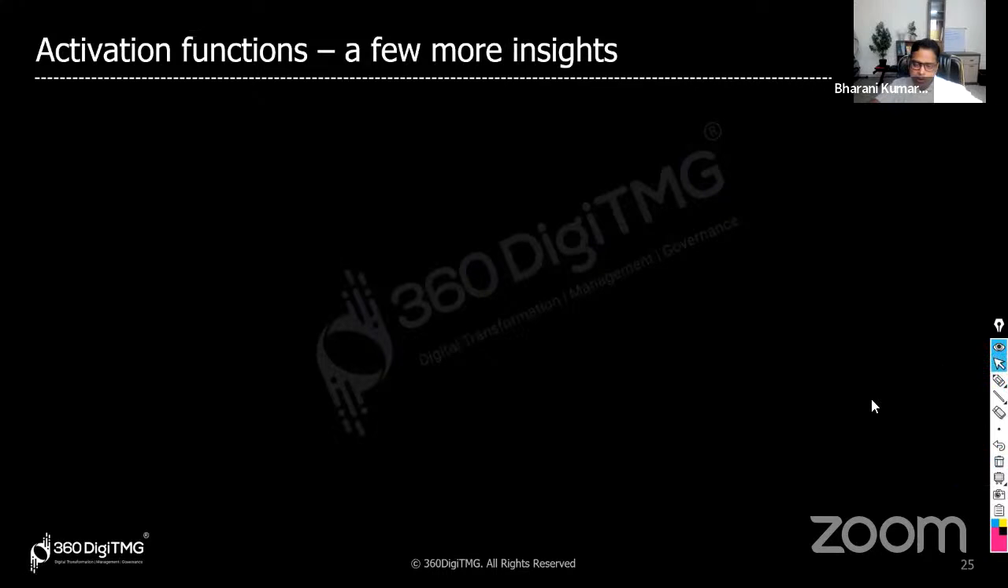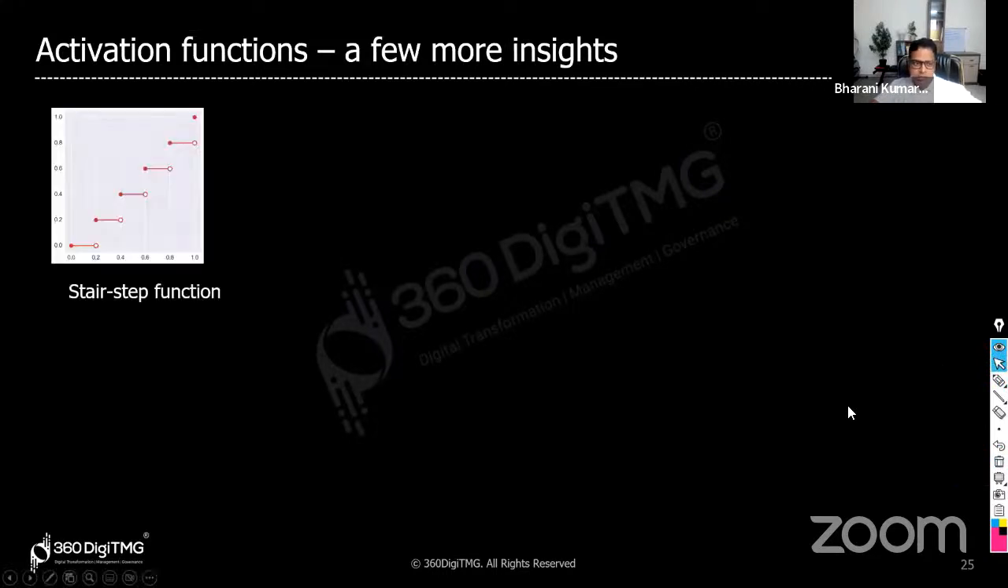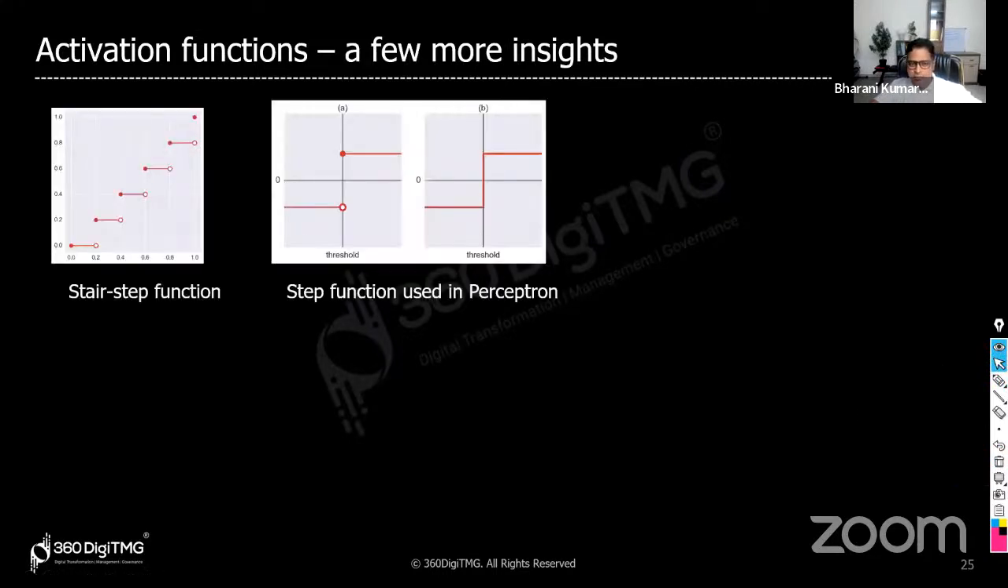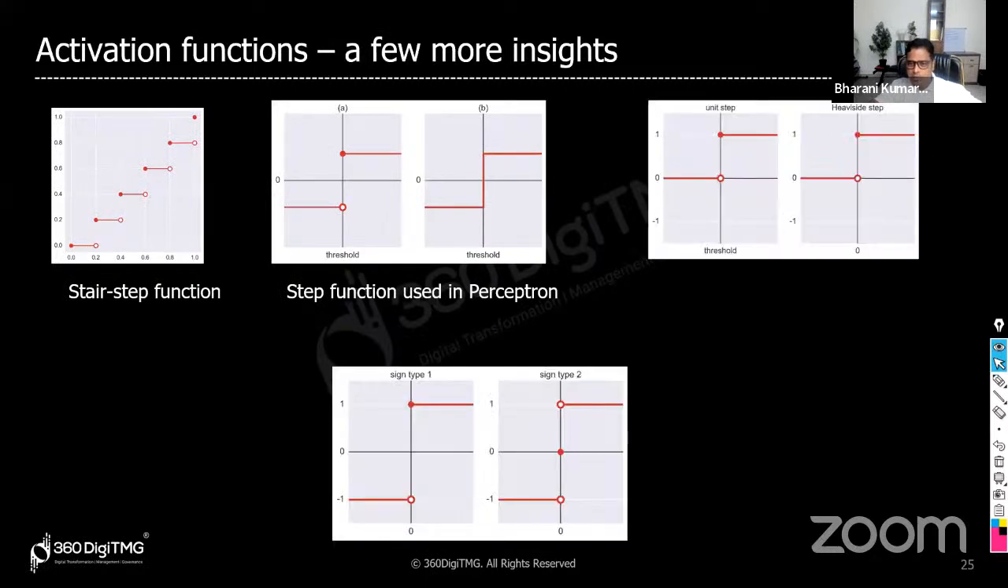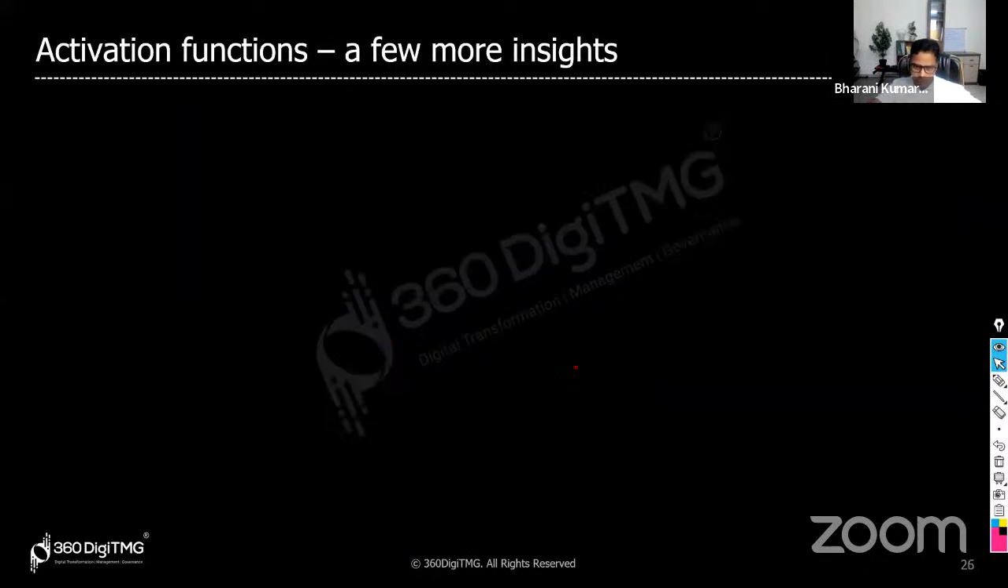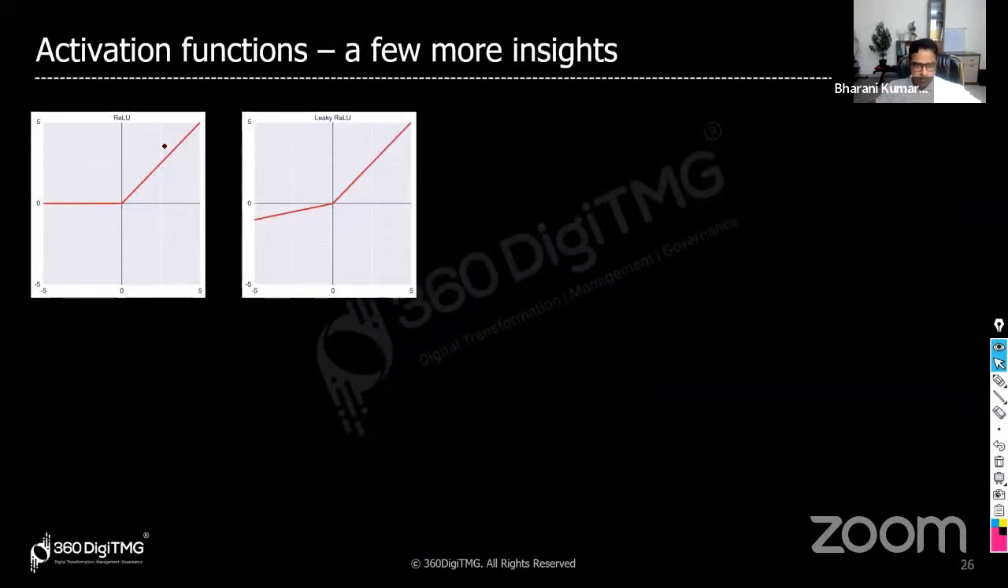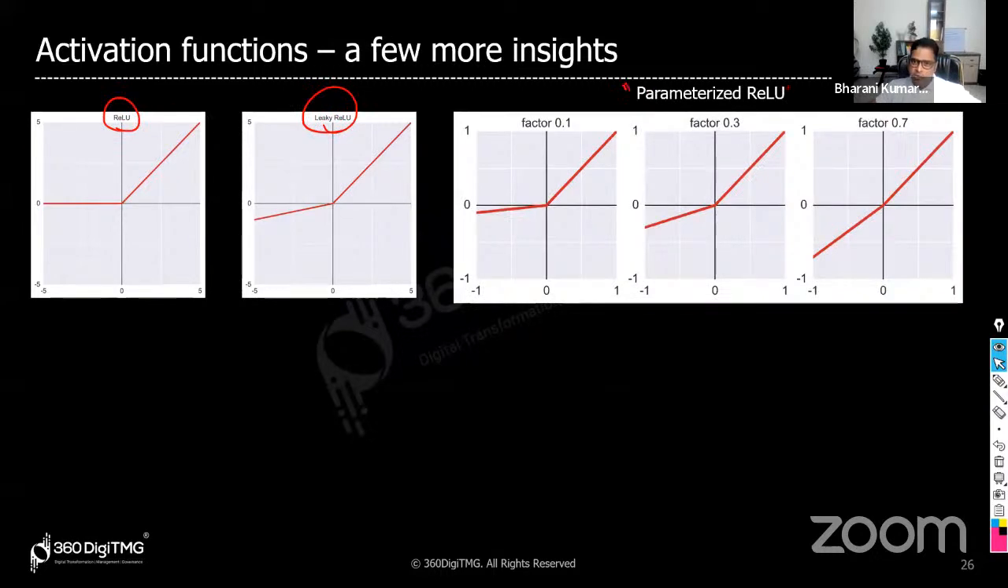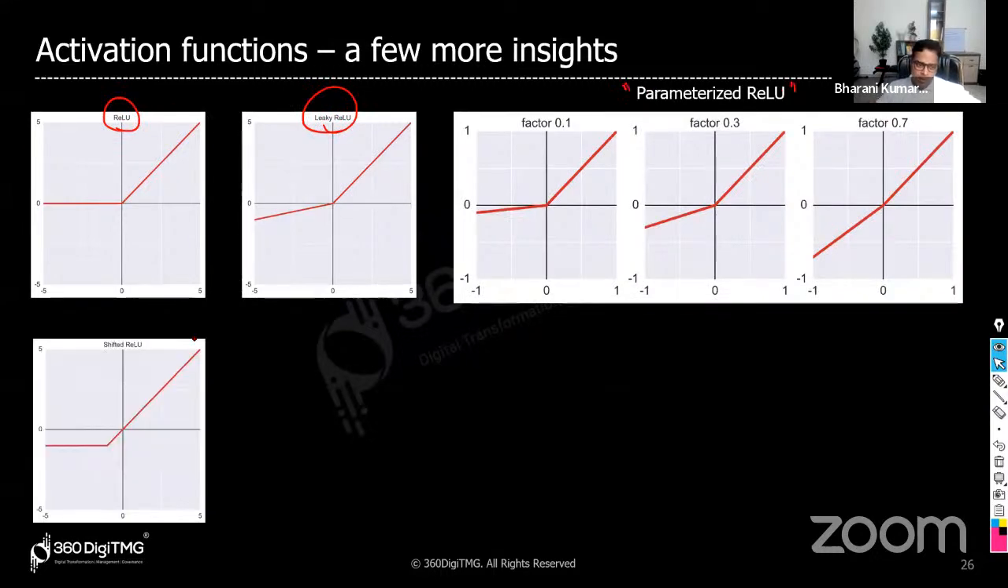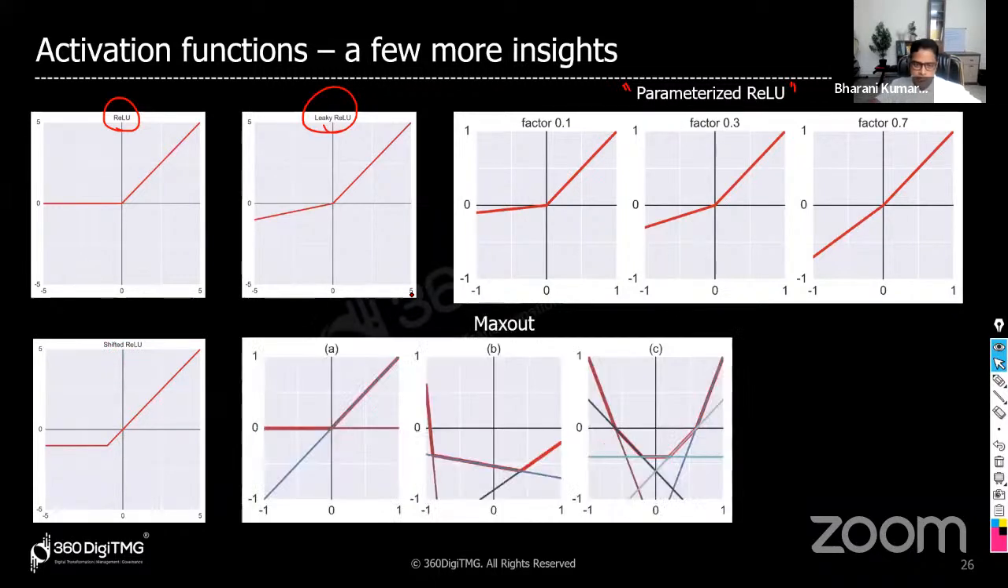There are a few more activation functions, such as the step function used in perceptron. You have unit step function, Heaviside step, sine type 1, sine type 2. ReLU we already discussed, leaky ReLU. We have parameterized ReLU. You have shifted ReLU. You have maxout. Maxout would help you figure out the maximum value.